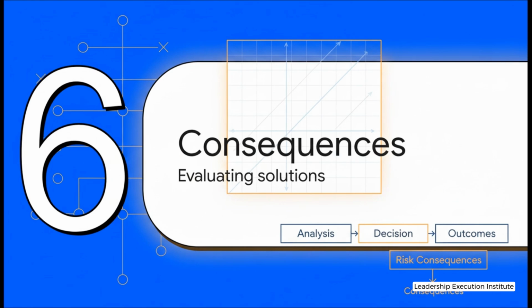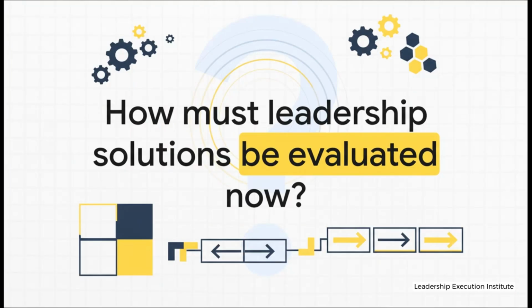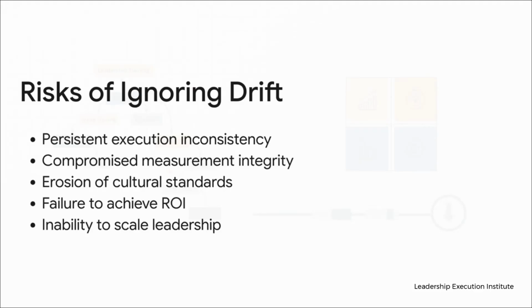So that brings us to our final section, decision and risk consequences. What are the implications of all this when it comes to evaluating and selecting leadership solutions? So, what does this analysis really mean for how leadership solutions must be evaluated? That's the key question for any decision maker. Well, if this architectural issue is ignored, the risks are pretty substantial.